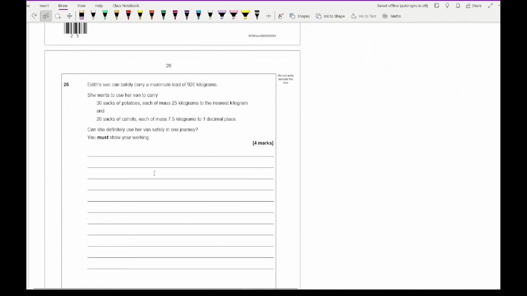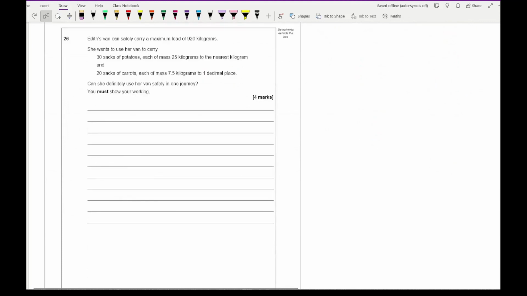Then moving on to question 26, it says that Edith's van can safely carry a maximum load of 920 kilograms. She wants to use her van to carry 30 sacks of potatoes, each of a mass of 25 kilograms to the nearest kilogram, and 20 sacks of carrots, each of a mass of 7.5 kilograms to 1 decimal point. Can she definitely use her van safely to carry them in one journey? So let's have a look at what we've got.